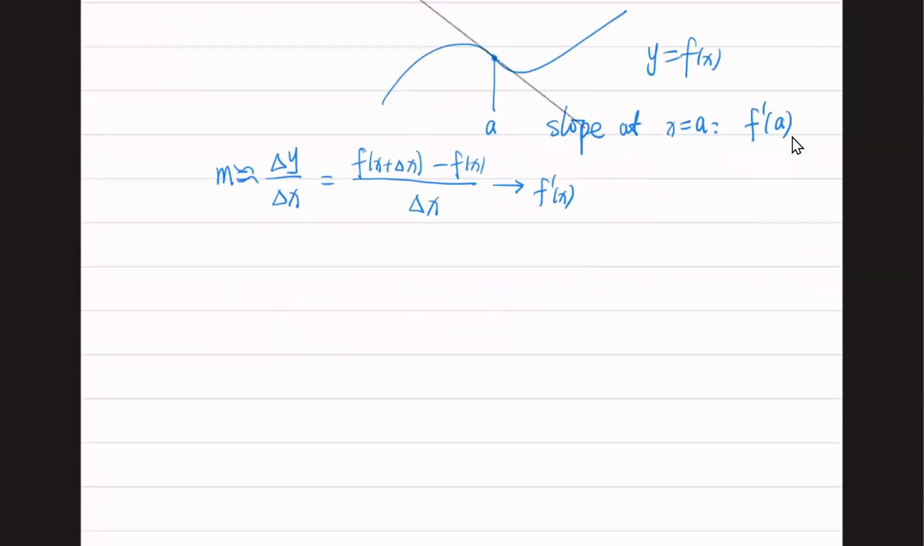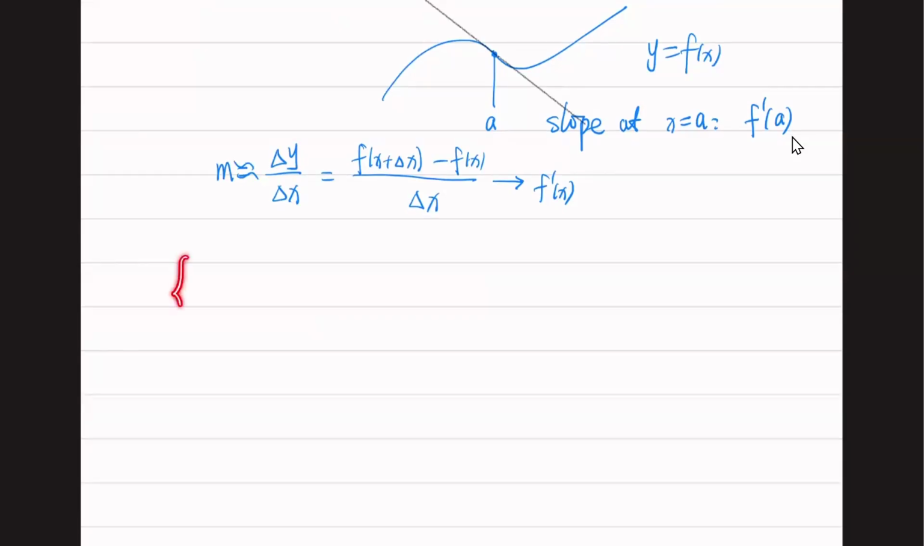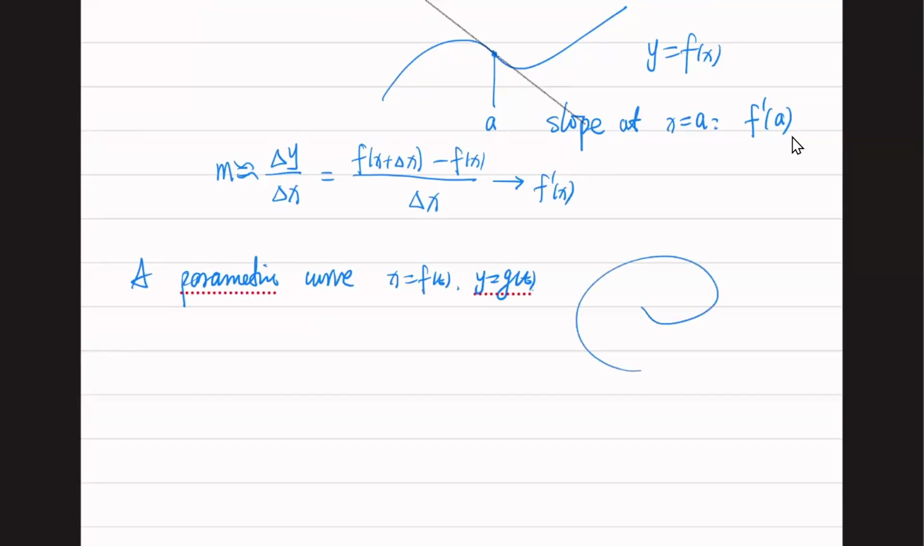Now you have a parametric equation, a parametric curve. I don't know, a general one. I pick a point. I draw the tangent line. Then we ask, what's the slope of the tangent line at this given point?